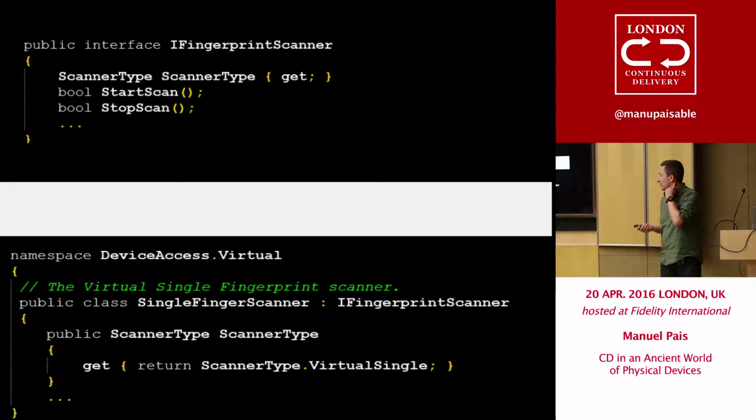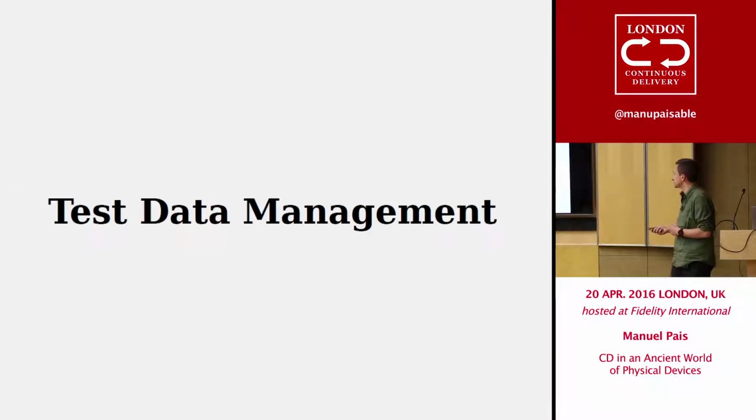And why was this important for testing? Because all we had to do is make another implementation of the same interface for this fingerprint scanner, which we call the virtual device, where it's a kind of test double. It's more like an emulator, because the results we got from this virtual device changed depending on what we were testing. I will come back to that later. But essentially, it was just one more implementation. So obviously, for our automated tests, we would use the virtual device implementation.